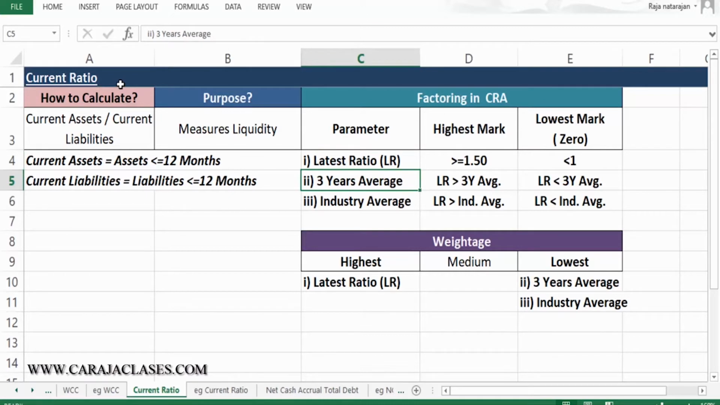When it comes to comparison of the latest ratio with the 3 years average, if the latest ratio is greater than the 3 years average, it is considered best, so it will fetch the highest mark. If the latest ratio is below the 3 years average, it is going to fetch the lowest mark. Then industry average is also there. If the latest ratio is greater than industry average, it is going to fetch the highest mark in that parameter, and if below industry average, it will fetch the lowest mark. In terms of weightage, the highest weightage is for the latest ratio, and the 3 years average and industry average fetch only lower weightages.